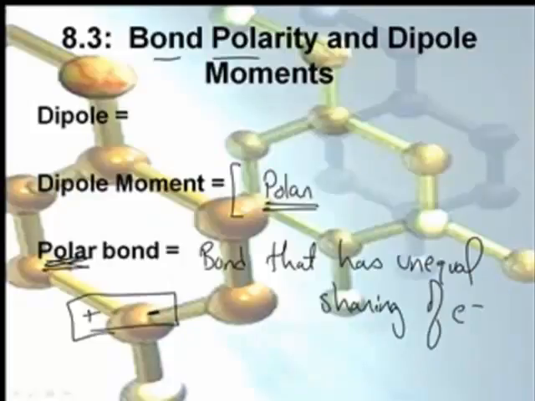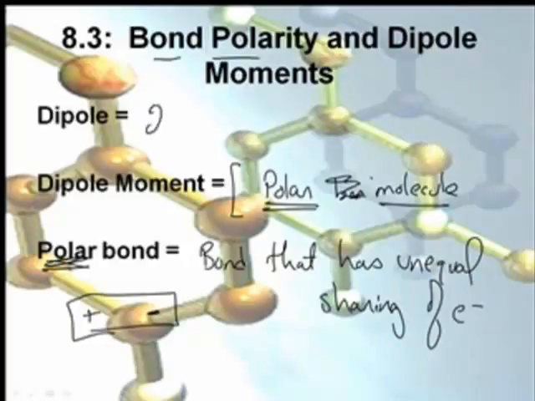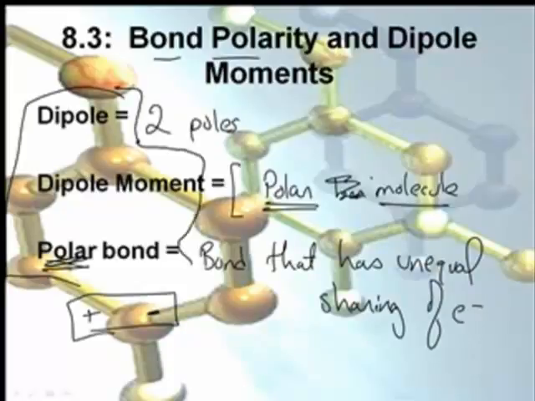All right, so a dipole moment is a polar bond molecule. It's basically just saying that something has a plus end and a minus end. A dipole just means you've got two poles. They're all kind of saying the same thing, but I want to make sure you understand that because on the AP test, sometimes they use different terms. And so a polar bond has an unequal sharing of electrons.